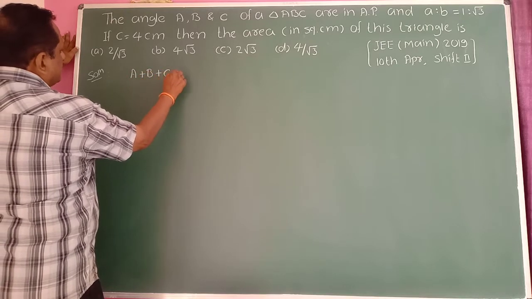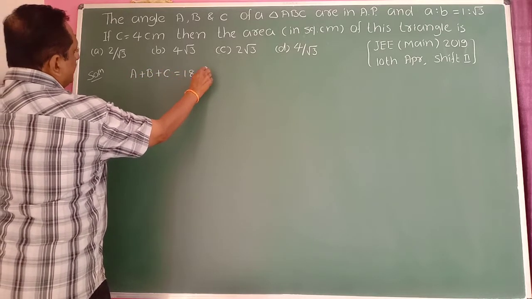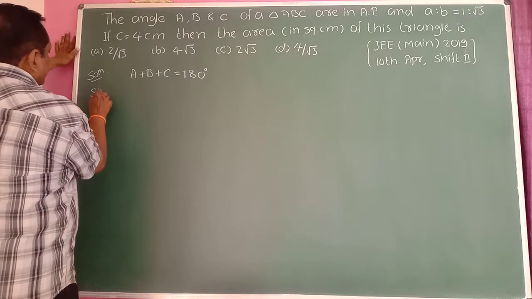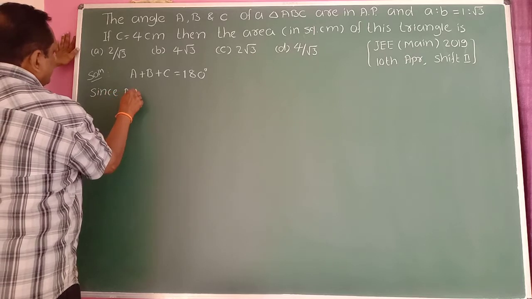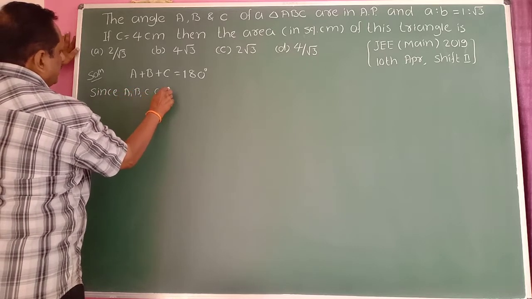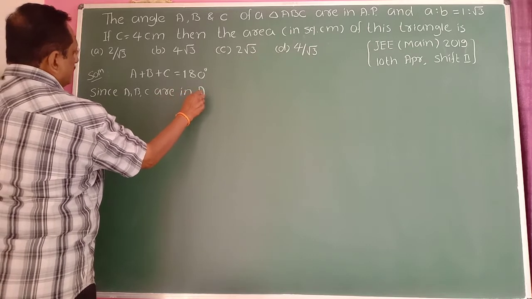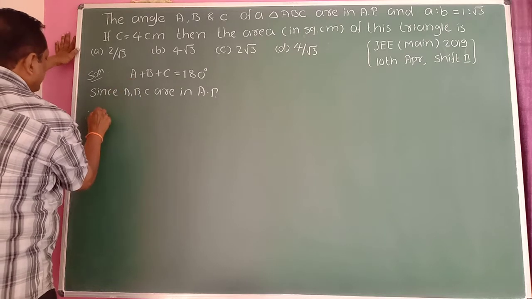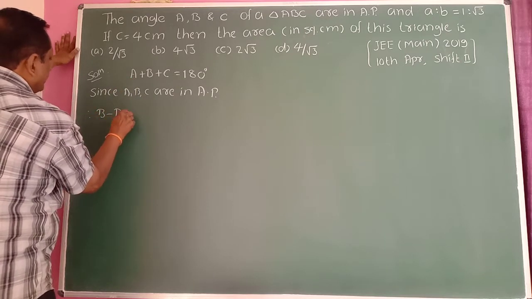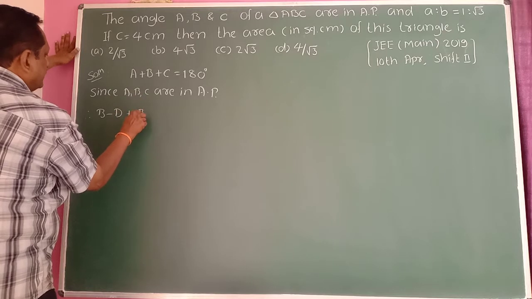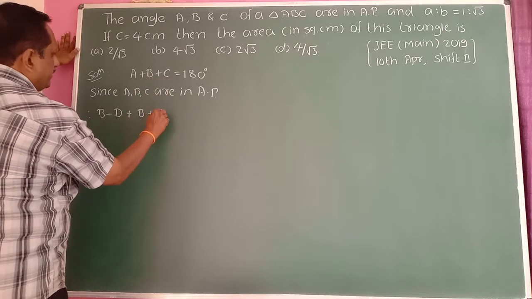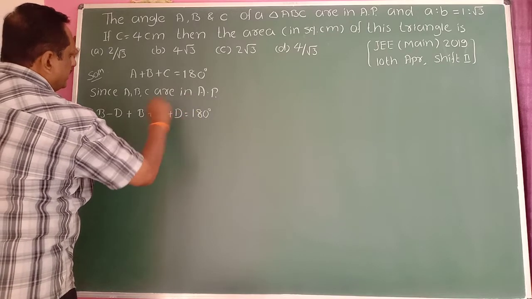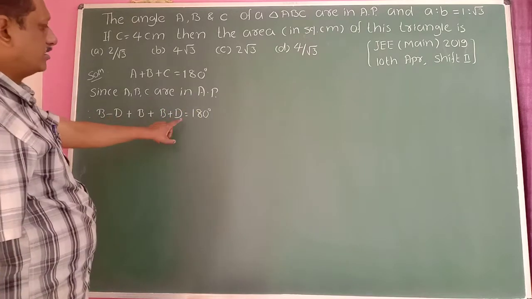A plus B plus C is equal to 180 degrees, the sum of the angles of a triangle. Since A, B, C are in AP, take A as B minus D, write B as it is, and C as B plus D. So B minus D plus B plus B plus D is equal to 180 degrees, where D is the common difference.